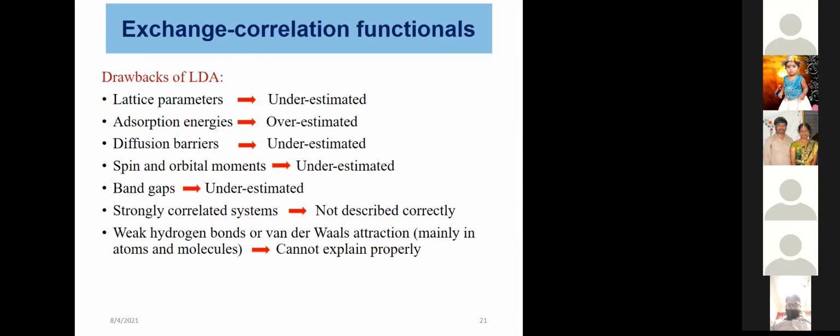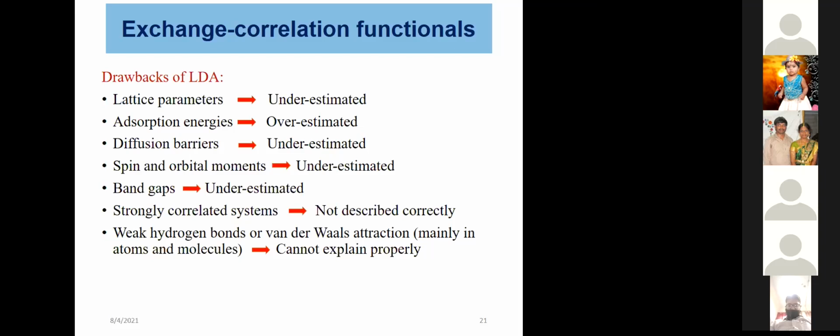Okay, but if we go on to solve this Schrodinger equation using the Hohenberg-Kohn theorem and taking the exchange correlation term in terms of the local density approximation, what will be the shortcomings, or how will the properties be? The lattice parameter will be underestimated for any material. And the adsorption energy of any atom on any surface will be overestimated. It will be higher than the actual.